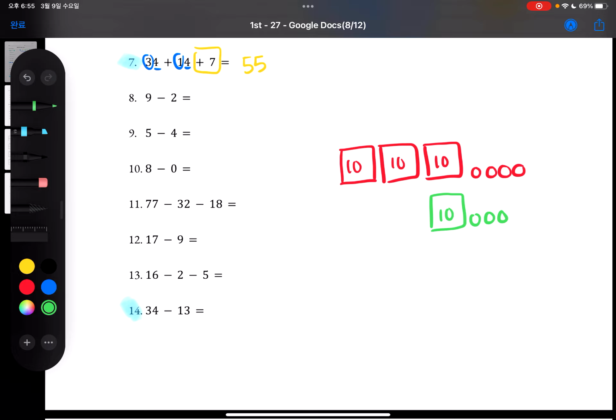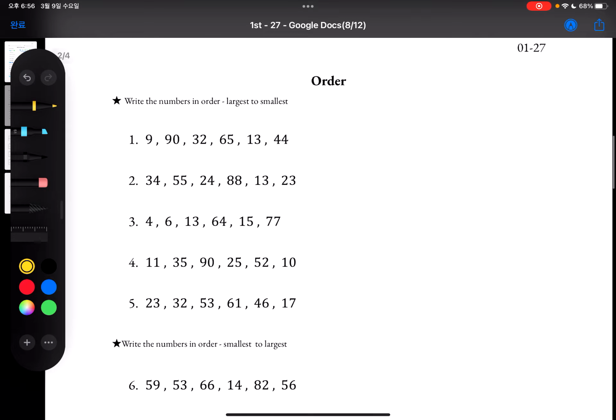We're going to subtract. So we're going to cross out all the things that match with each other. Cross out this, this, this, and this 10. So let's count what we have left. We have 10, 20, 1. So when we add all of them together, we get 21. Moving on to the next page, we have order.